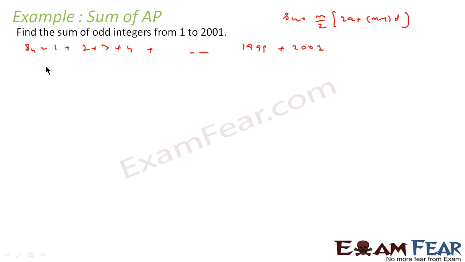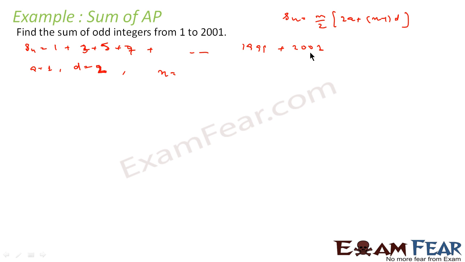So here we know that a is equal to 1, the first term, correct? D is 2, because the terms are 1, 3, 5, 7. The difference between any two odd integers is 2. So d is equal to 2. Now we have to find the value of n.